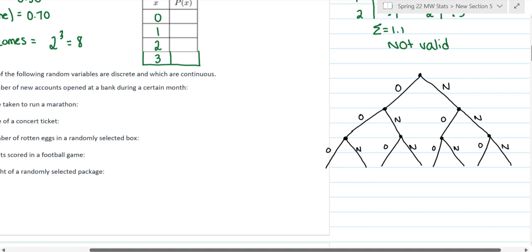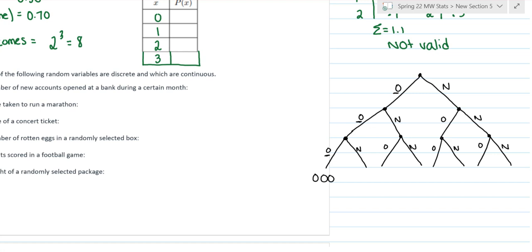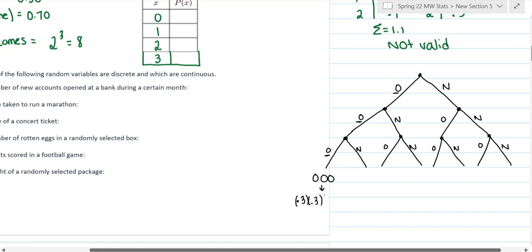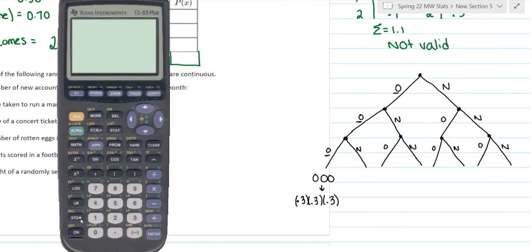You could have the first person is online. So follow my pen here. First person is online. Second person says they're online. Third person says that. So O, O, O for the first one. The probability of that, remember the probability of being online? 30%. So the probability of that is 0.3 times 0.3 times 0.3, which is 0.027.